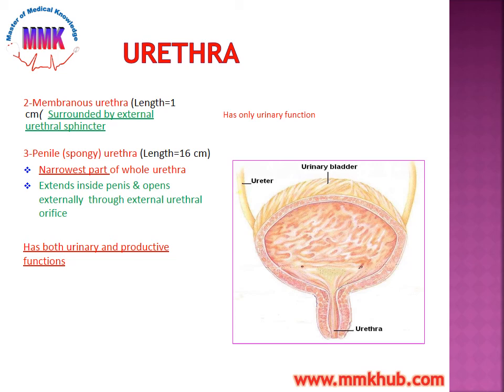The penile or spongy urethra, which is 16 cm in length. It is the narrowest part of whole urethra, extends inside penis, and opens externally through external urethral orifice. The male urethra has both urinary and reproductive functions, while the female urethra has only urinary function.